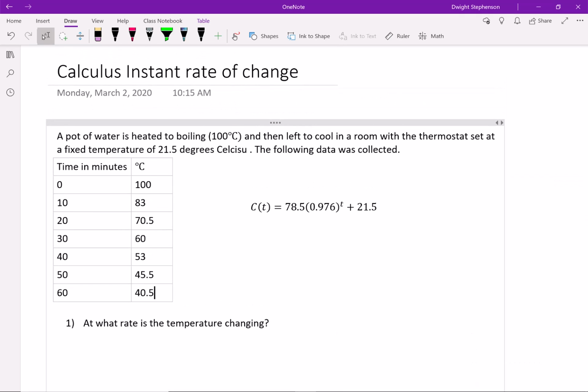Last time we talked about average rate of change and the secant line, and we're going to build upon that to try to figure out this instantaneous rate of change.